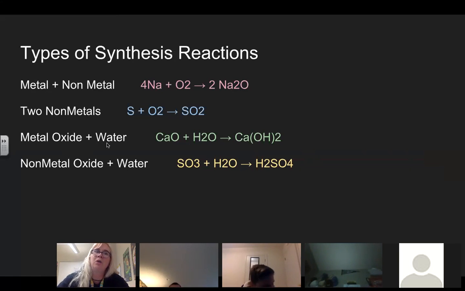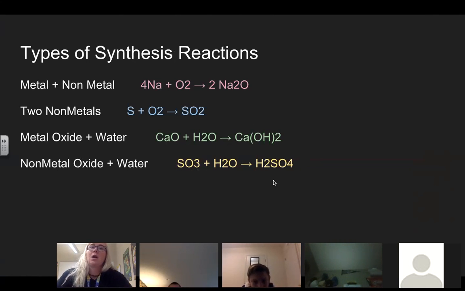Metal oxide plus water. Okay, water, easy to recognize. Metal oxide just means a metal and an oxygen that happen to already be bonded together. So in this case, we have calcium oxide plus water. We'll produce calcium hydroxide. The same thing can happen with a non-metal oxide, right? So you can end up getting a sulfur oxide here, two nonmetals, or a non-metal oxide, technically, plus water. And again, this will actually produce an acid.